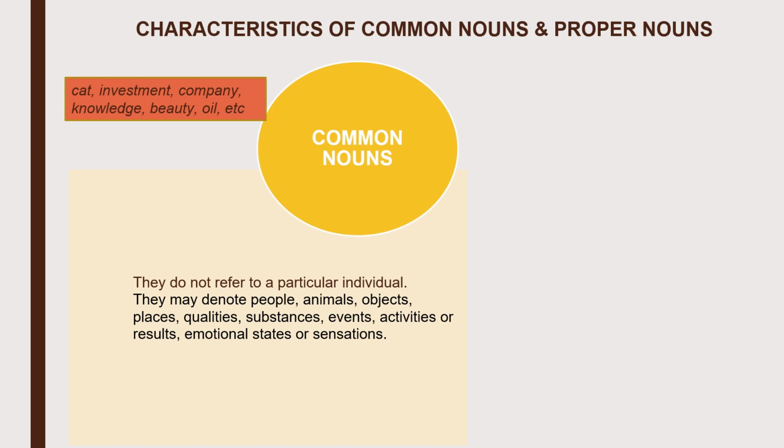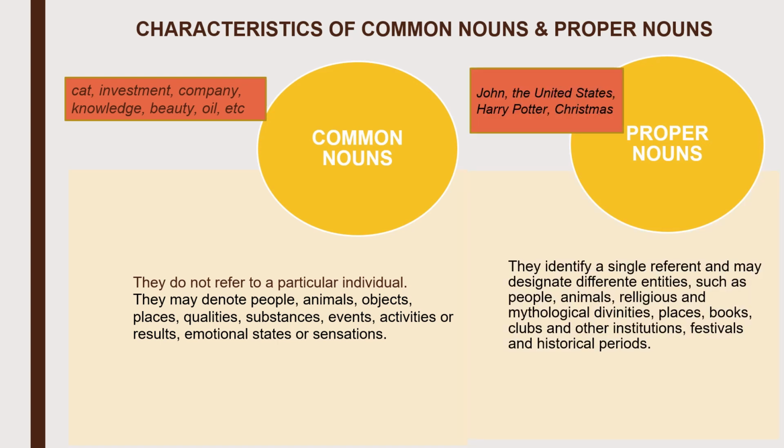family of felines. Proper nouns identify a single referent and may designate different entities, such as people, animals, places, books, clubs and other institutions, festivals and historical periods. In certain contexts, they are used with either a determiner or quantifier. For example, there are many important documents at the Library of Congress.